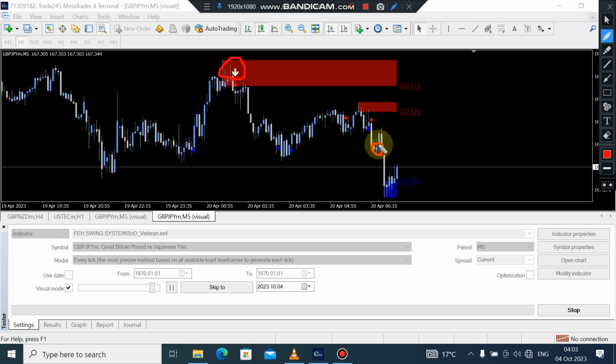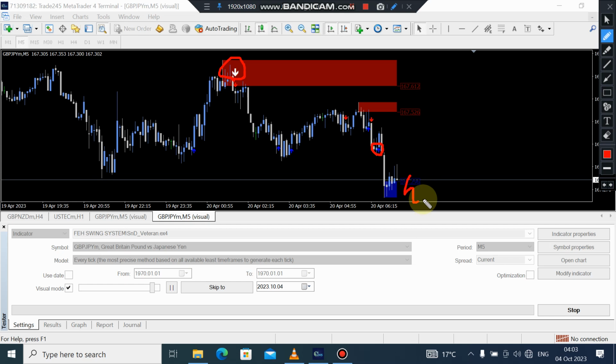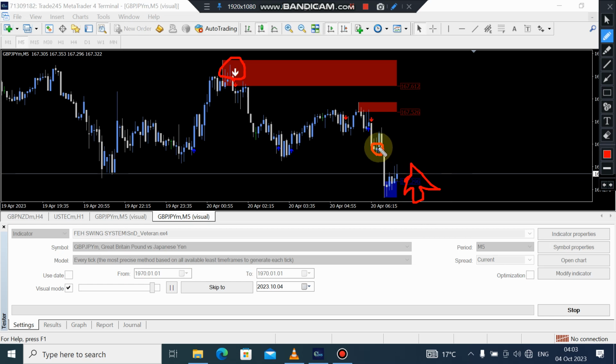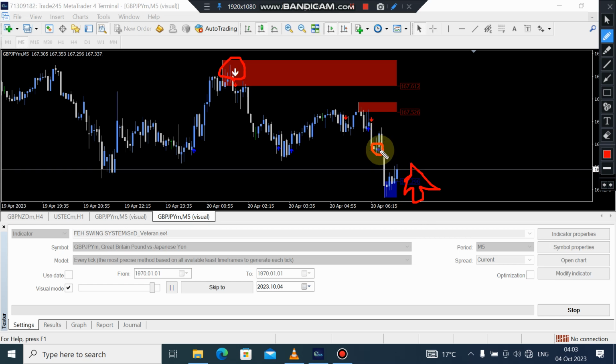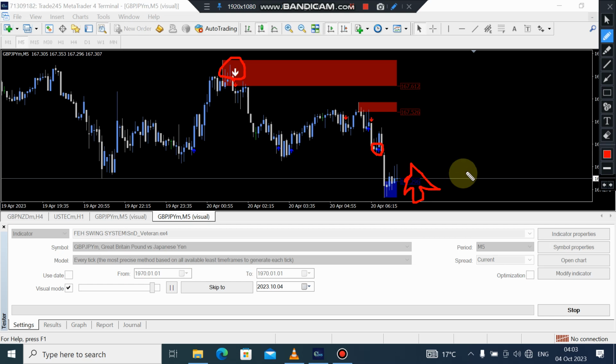Or for instance, now we have this blue one. If we get a white arrow here, you can take it as a buy simply because there is this blue one. But it is advised that you take a signal when the blue arrow follows the white arrow, or when the red arrow follows the white arrow.